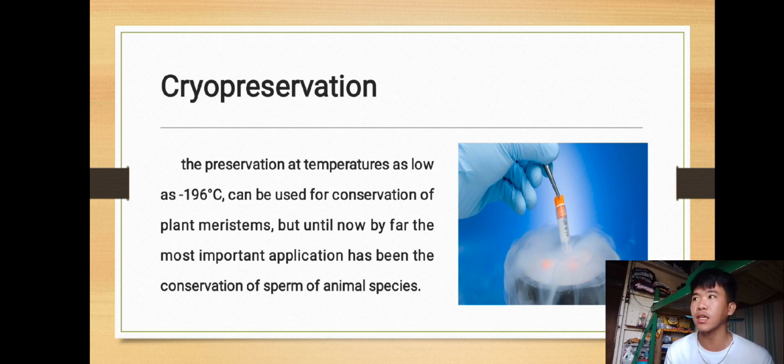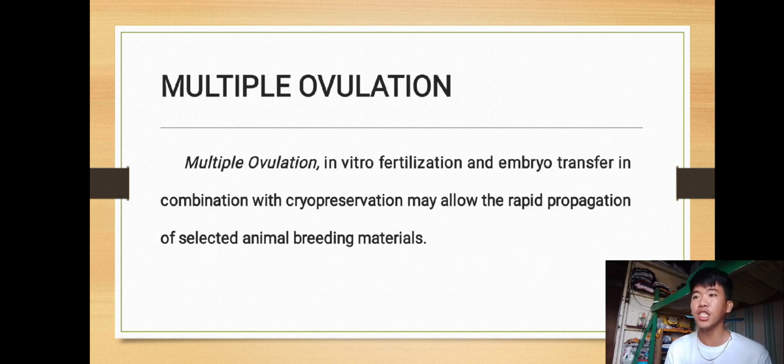So usually sa daily nga ginabuhat, ginatawag nato nga ato siyang i-freeze, i-ref nato siya para magamit pa siya sa future generation para sa mga foods, di ba? Ato siyang i-ref para ma-preserve. So ingana siya. Next is multiple ovulations. Multiple ovulations, in vitro fertilizations and embryo transfers in combination with cryopreservations may allow the rapid propagation of selected animal breeding materials. So dili multiple ovulation kanang murag para mas mapadali ang pagpadaghan sa usa ka variety or usa ka species.